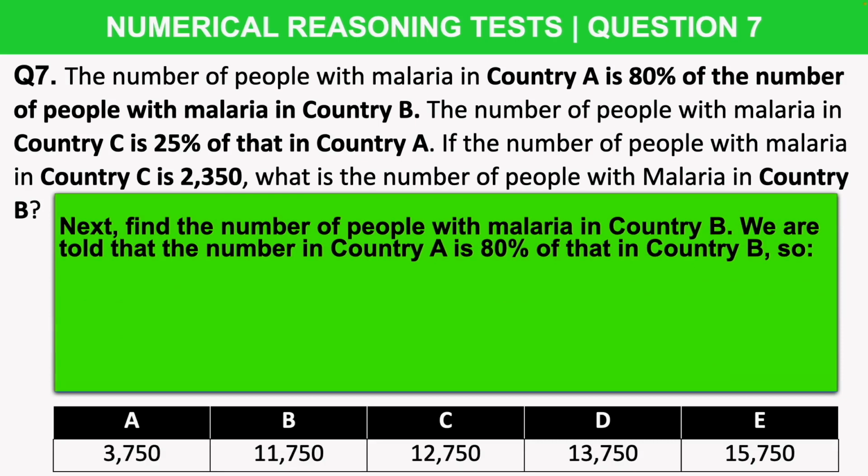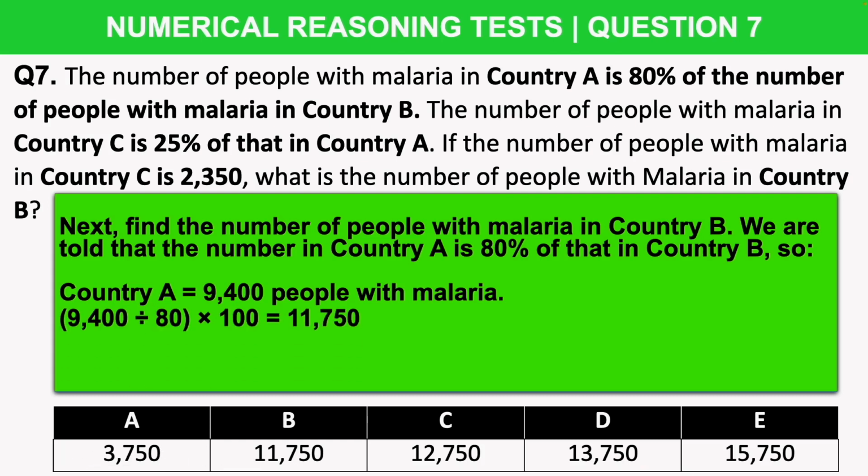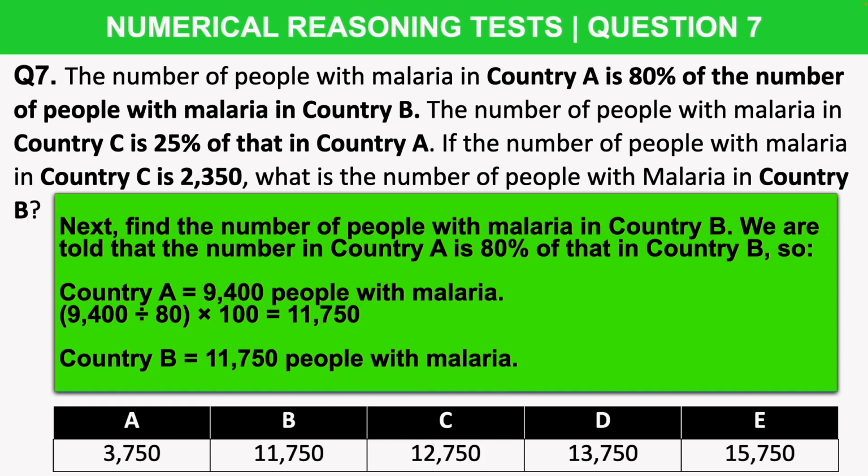Now the next thing to do is to find the number of people with malaria in country B, so we can repeat that process again. So we're told that the number of people in country A is 80% of that in country B. So now that we know that country A equals 9,400 people with malaria, we need to just repeat that very simple calculation from before. So 9,400 divided by 80, we then multiply that figure by 100, which gives us 11,750. So the correct answer for country B is 11,750 people with malaria.